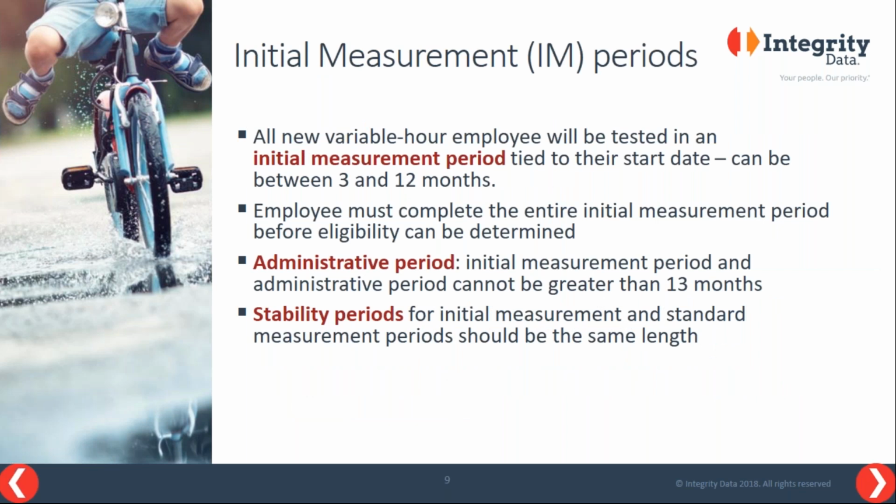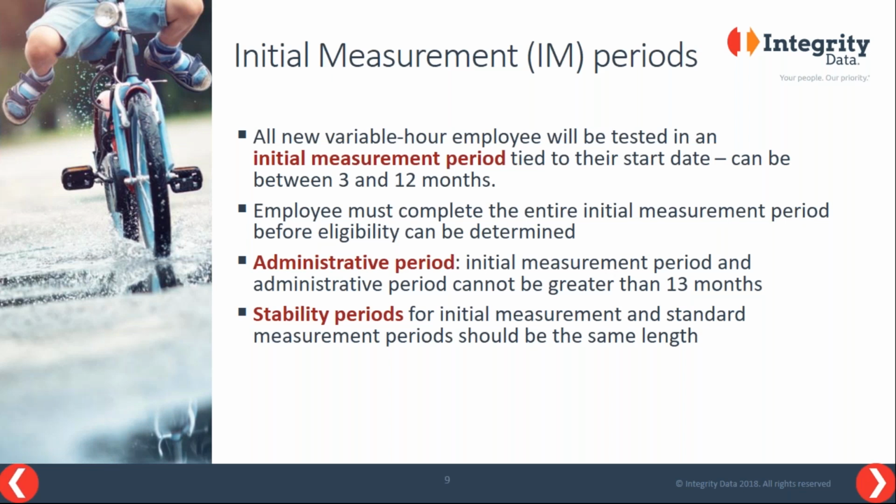Now what happens when a variable hour employee start date is not on the first day of a standard measurement period? Obviously, this is not unusual. So in those cases, they will always work in an initial measurement period, which is tied to their start date. Like the criteria for standard measurement period testing, an employee must work the entire initial measurement period to be tested. Note that in initial measurement periods, the administrative period is limited. Unlike a standard measurement period that can have up to 3 months for an admin period, in an initial measurement period, the combined totals of the measurement and administrative period cannot exceed 13 months.